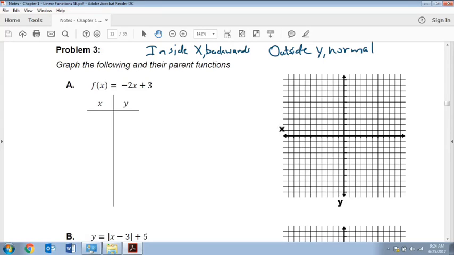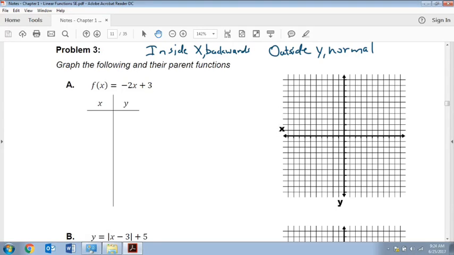If it's inside, it's x and backwards. Outside is y and normal. So inside x backwards, outside y normal. You kind of need to drill that in your head a little bit. We're going to be using that all year long, and it's going to creep up a lot.